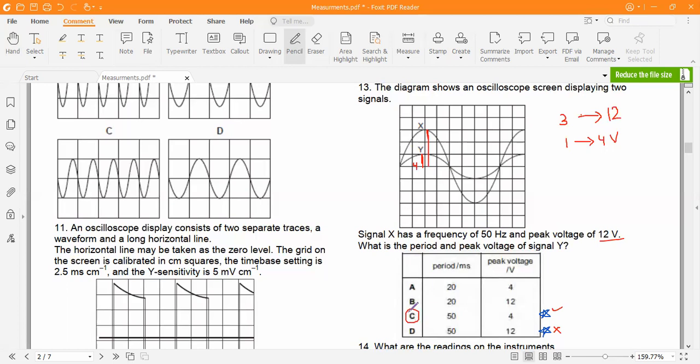Why did we take 3 blocks for this? Because the peak voltage is the maximum voltage, and it is measured from this axis. This is the zero line. You will do this in waves. From the zero line, this is the maximum voltage over here. This is 3 blocks away from the zero line, and they have said that this is 12 volts. So 3 blocks basically represent 12 volts, which means one block represents 4 volts.